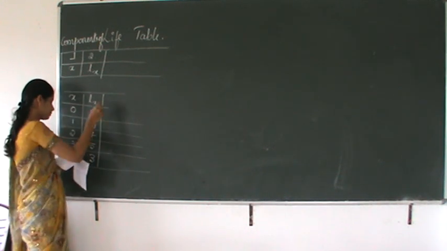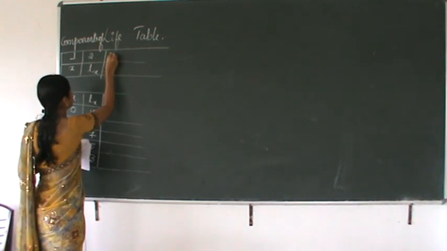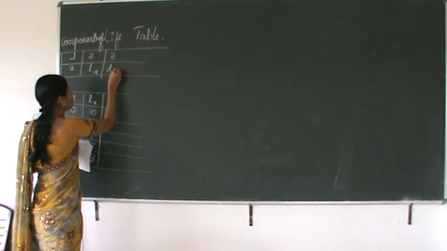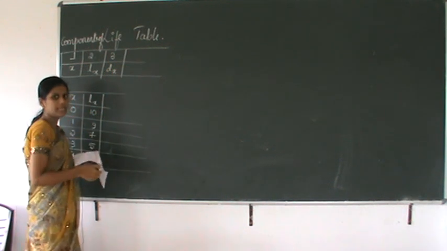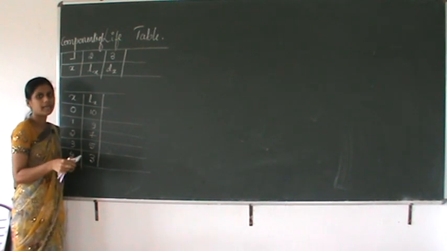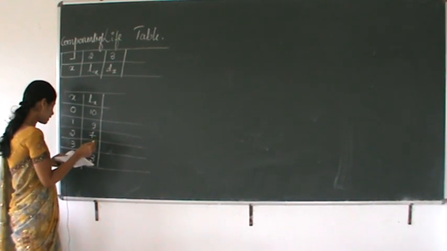Next is dx. The third component of life table is dx, small letter d, x. So, what is this dx?